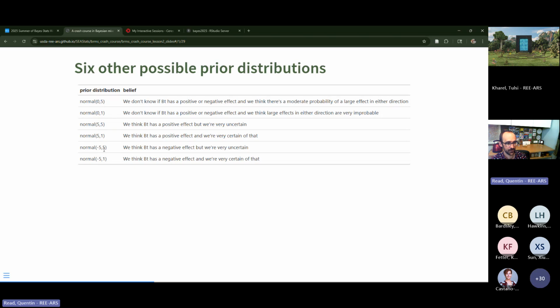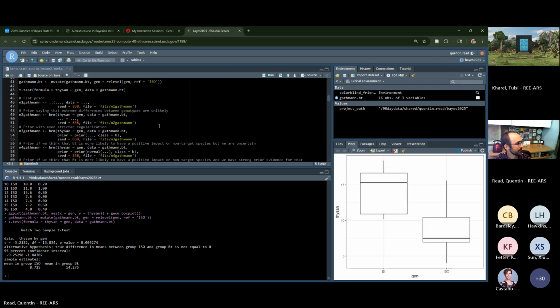So those are 6 possibilities. We're going to do the default and then all 6 of these possibilities. We're going to fit the model 7 times. So here's our flat prior. We're going to use BRM to fit the model. And every time the formula is going to be abundance by genotype, just like we did in the t-test. And the data is going to come from gathman.bt. That's the name of the data frame with the data in it. I'll hit Control Enter to run that flat prior model.